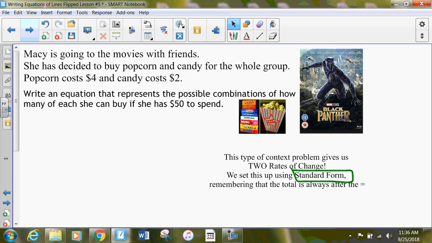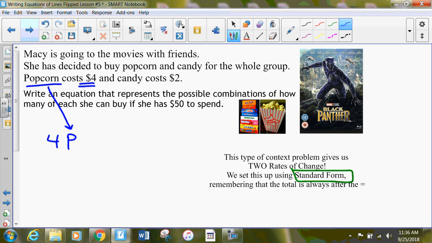So here we go. When I see that popcorn costs $4, I'm going to write 4P. Because think about it, P stands for the number of popcorn boxes that I buy. And so 4P would represent the cost, right? If P is 1, because I'm buying 1 popcorn box, it'd be $4. If P is 2, it would cost me $8.